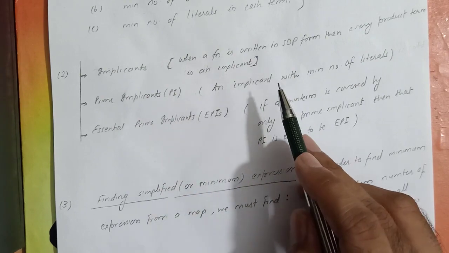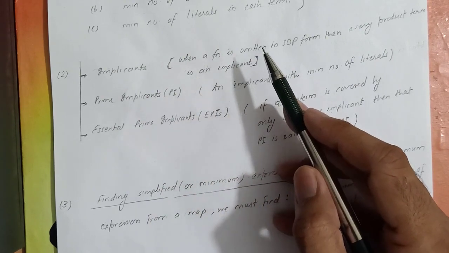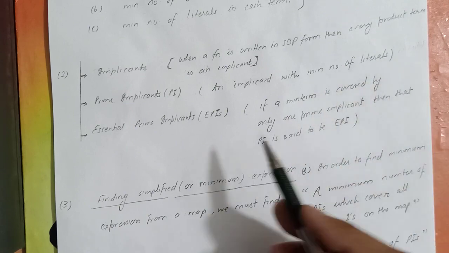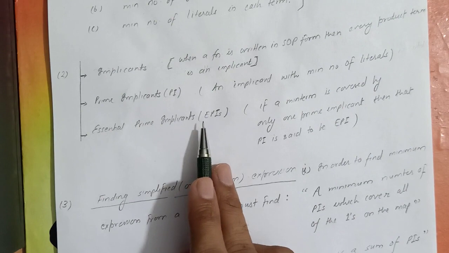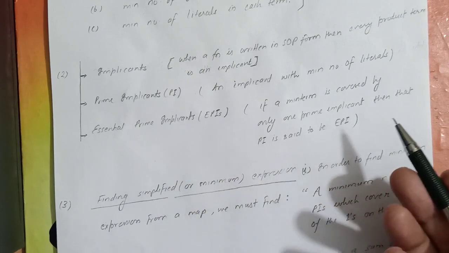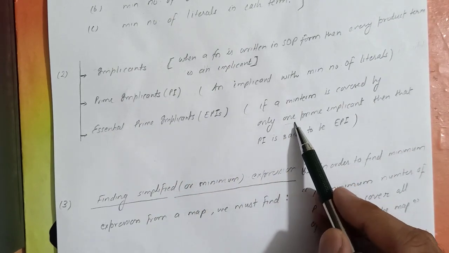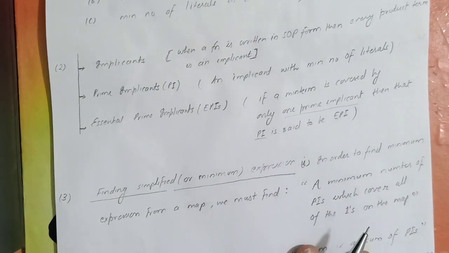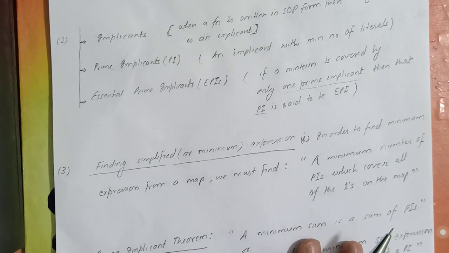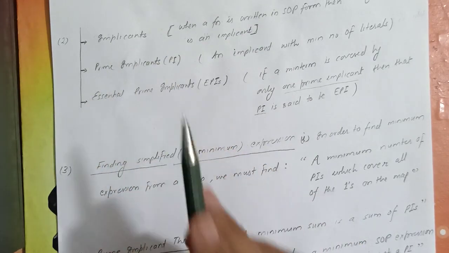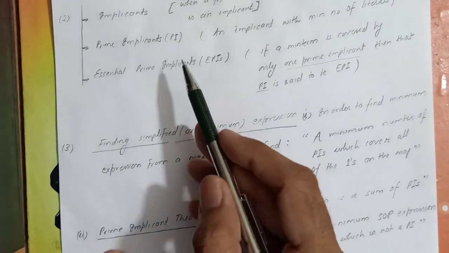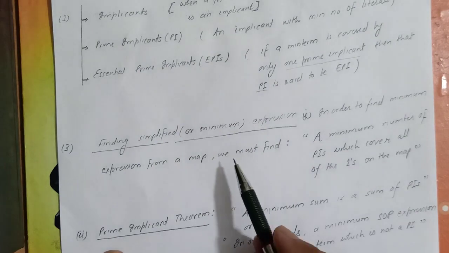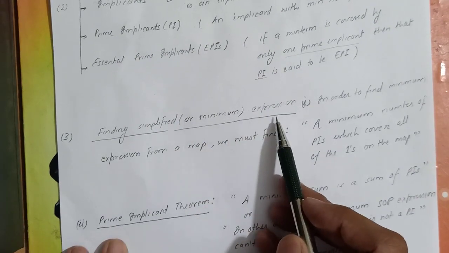We have already discussed how to find the implicant on the K-map, how to find the prime implicant on the K-map. Also, we have discussed what is an essential prime implicant. Just suppose if a minterm is covered by only one prime implicant, in that case that PI is said to be an essential prime implicant. Okay, so these three important concepts we have already discussed. Now after discussing these three concepts, how will we use these concepts in order to find the minimum expression?